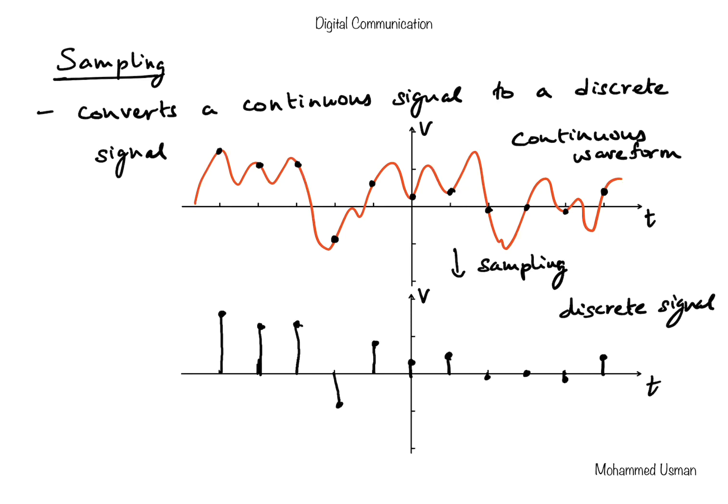So rather than having the amplitude of the signal defined for all values of time, we have the amplitude of the signal defined only for specific instances of time, called the sampling instances. So each of these time instances, each of these points, we call the sampling instant.